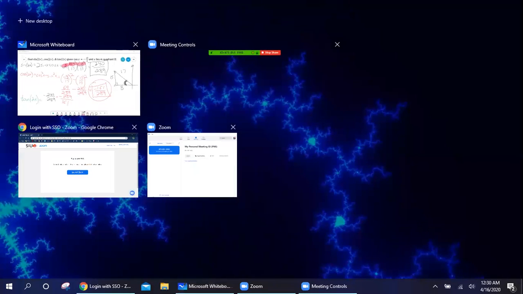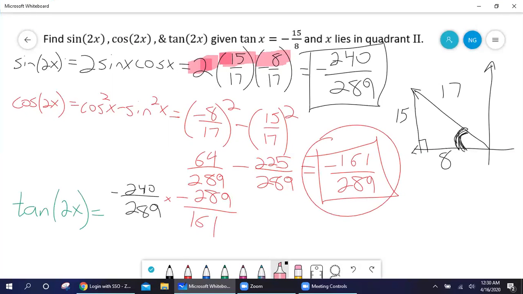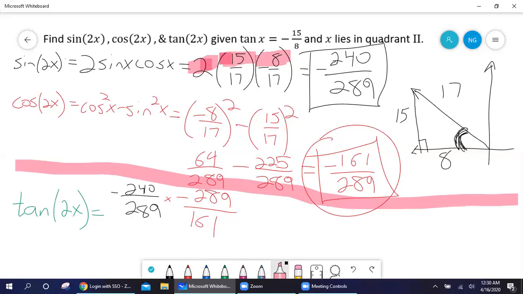Let's make a little line. Oops, that's not at all what I wanted. Make a little line here. There we go. The 289s cancel. Negative times a negative is positive. And it's 240 over 161.